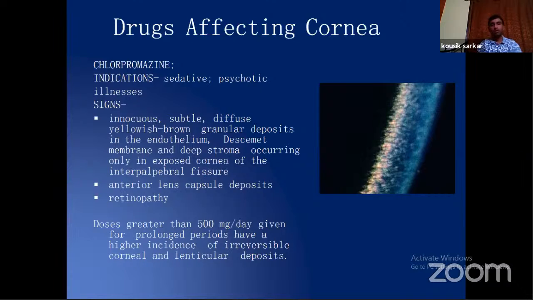Chlorpromazine, a well-known sedative or antipsychotic drug, also affects the cornea. Here, innocuous, subtle, diffuse, yellowish brown or granular deposits occur in the endothelium, basement membrane, or stroma, and are usually seen in the exposed cornea in the interpalpebral fissure. These can also cause anterior lens capsular deposits or retinopathy. It is said that doses greater than 500 mg a day, given for a prolonged period, have a higher incidence of irreversible corneal and lenticular deposits.